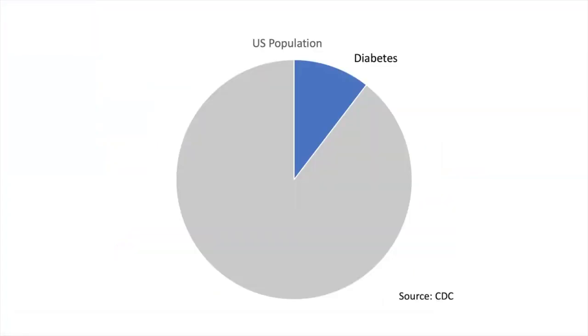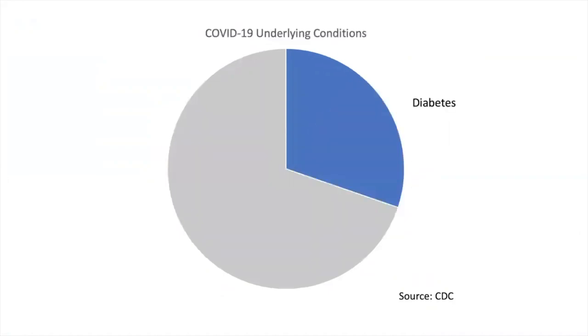Over 10% of the US population has type 2 diabetes. We only have data on underlying conditions for 22% of people diagnosed with COVID-19 in the US, but of those with underlying conditions, 30% have type 2 diabetes.